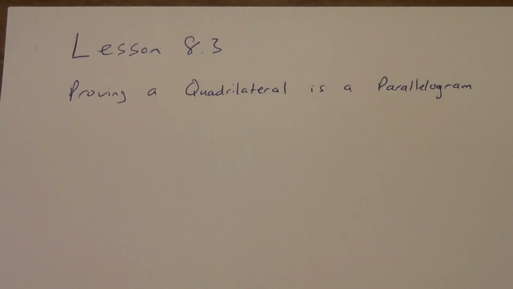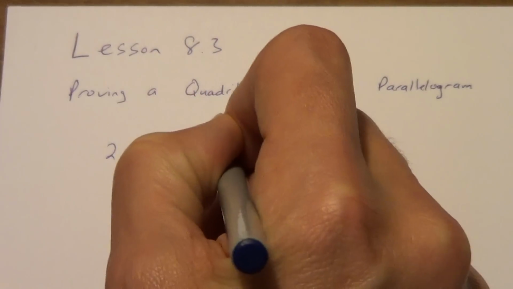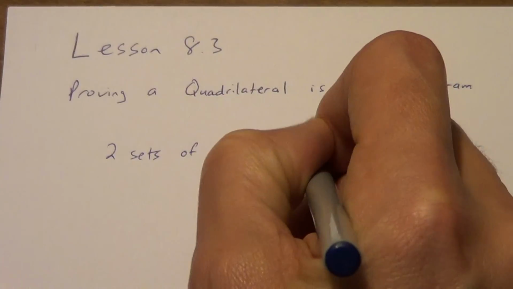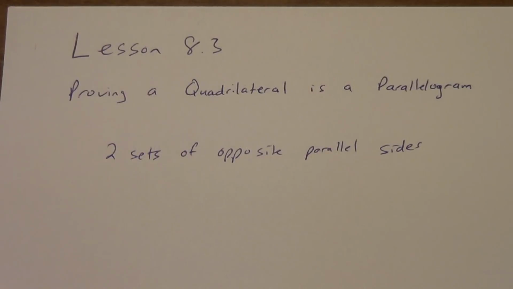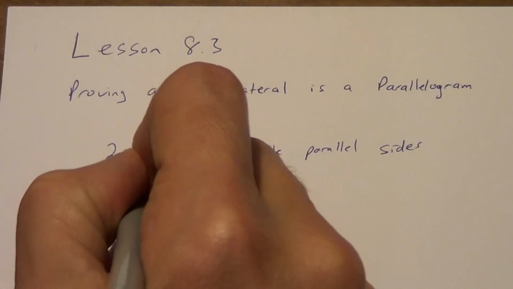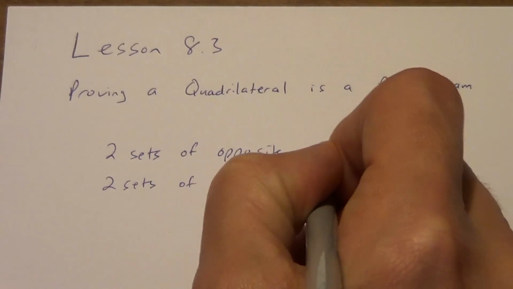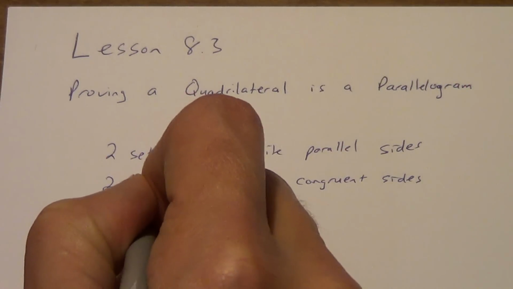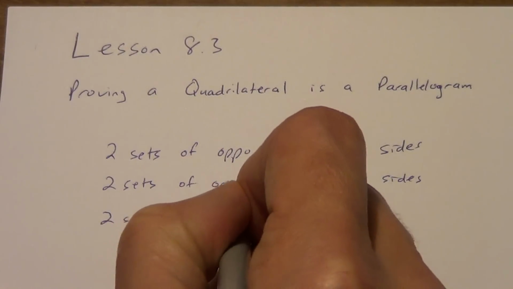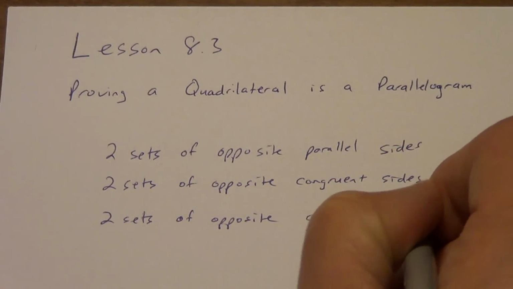In lesson 8.2, we learned that if something was a parallelogram, then we had a couple different things. We had two sets of opposite parallel sides. And that came from the definition. All right? So two sets of opposite parallel sides. We also learned we had two sets of opposite congruent sides. And that was a theorem that we proved. We learned that we had two sets of opposite congruent angles. That was also a theorem that we proved.